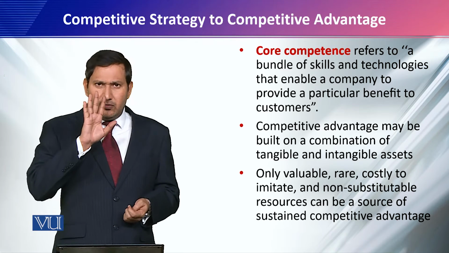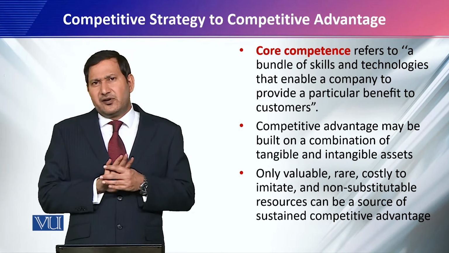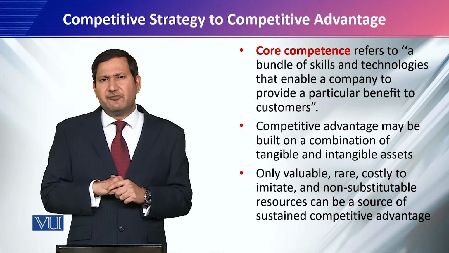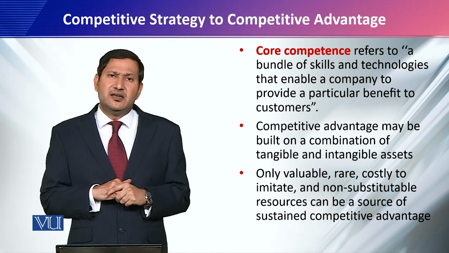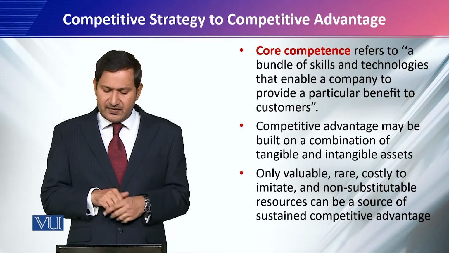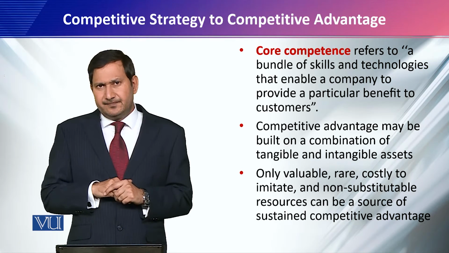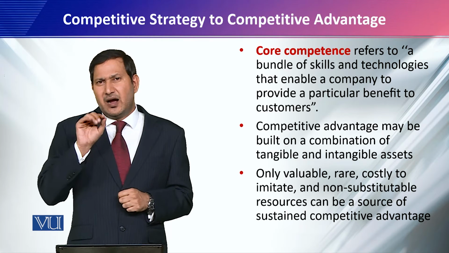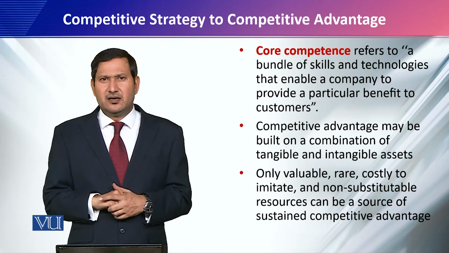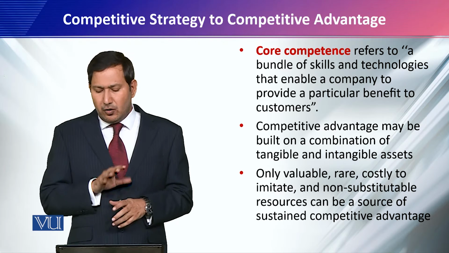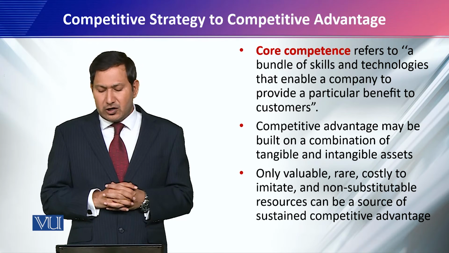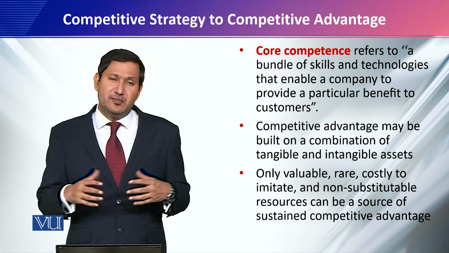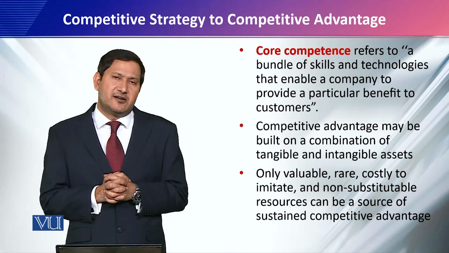So, the capabilities of an organization must possess four characteristics. I just go through them very quickly and we may discuss them in detail in the later modules. They must be valuable, they must be rare, they must be costly to imitate, and they must be non-substitutable. Let's look at the third bullet point of this slide. Only valuable, rare, costly to imitate, and non-substitutable resources can be a source of sustained competitive advantage.